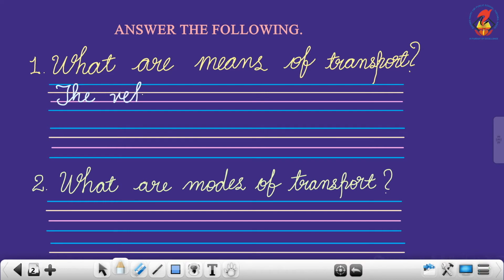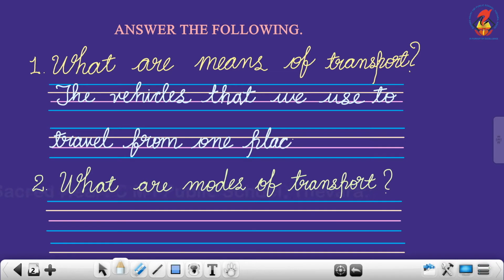The vehicles that we use to travel from one place to another. So the vehicles that we use to travel from one place to another are called means of transport.